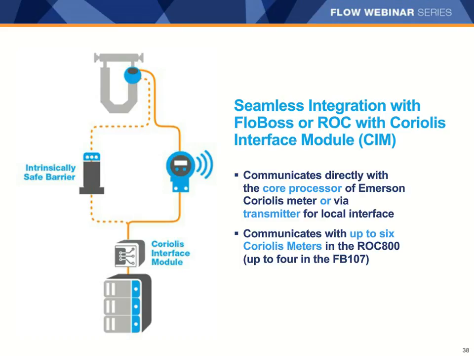Additionally, a shout out to those with FlowBoss or ROC flow computers. You could use a Coriolis interface module or SIM card to very quickly and seamlessly map the new Modbus variables from these direct connect applications to your RTU, so you don't have to spend significant time Modbus mapping for each of your installs. So if you do have a FlowBoss or ROC, this SIM card can greatly ease your installation challenges with these direct connect applications.